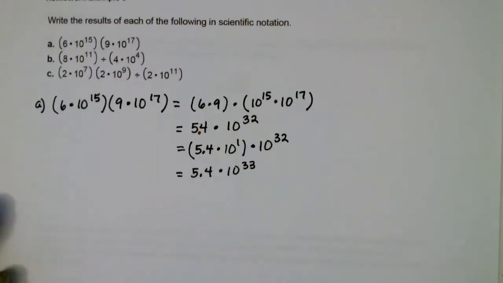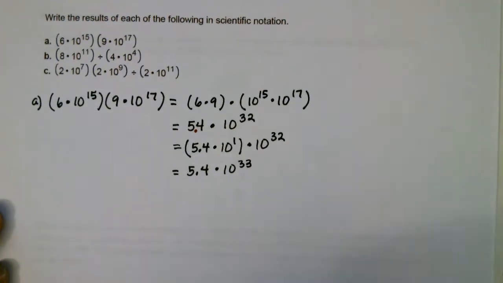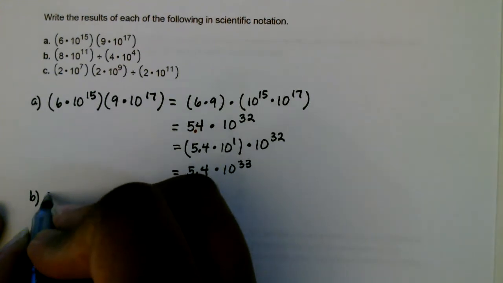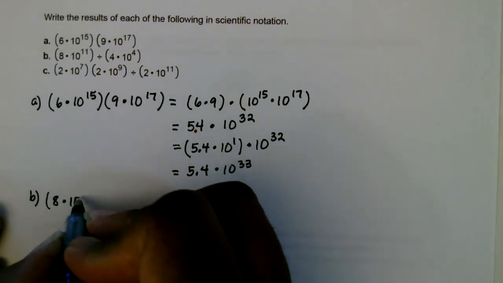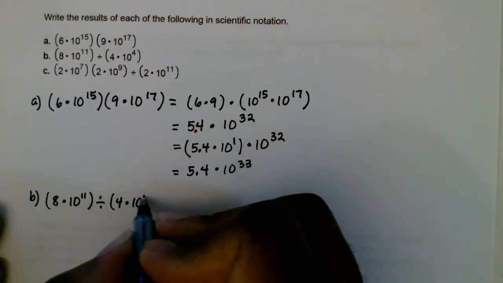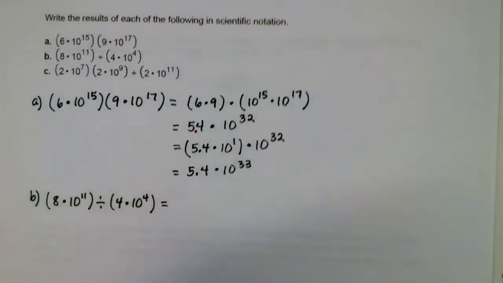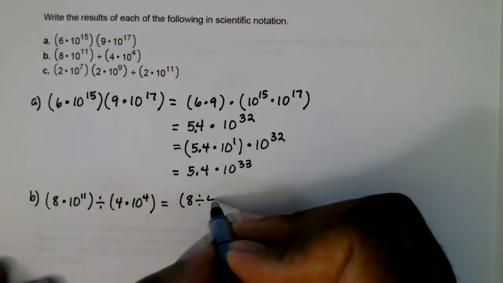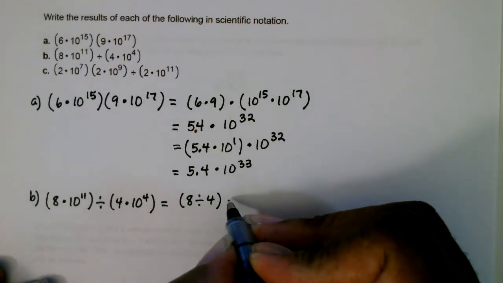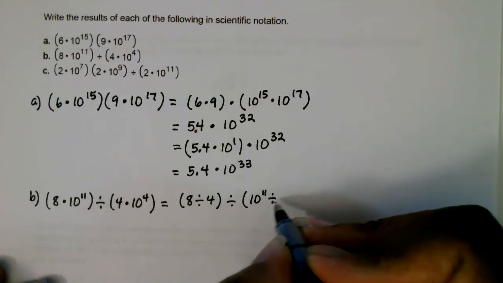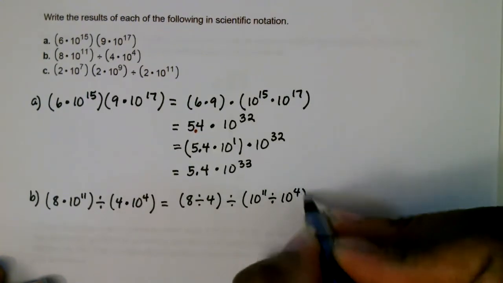Okay, take a look at part B. This one's division. Here we've got 8 times 10 to the 11th divided by 4 times 10 to the 4th. So here we have a division problem. Now we're going to group this by doing 8 divided by 4, and then that's going to be divided by 10 to the 11th divided by 10 to the 4th.